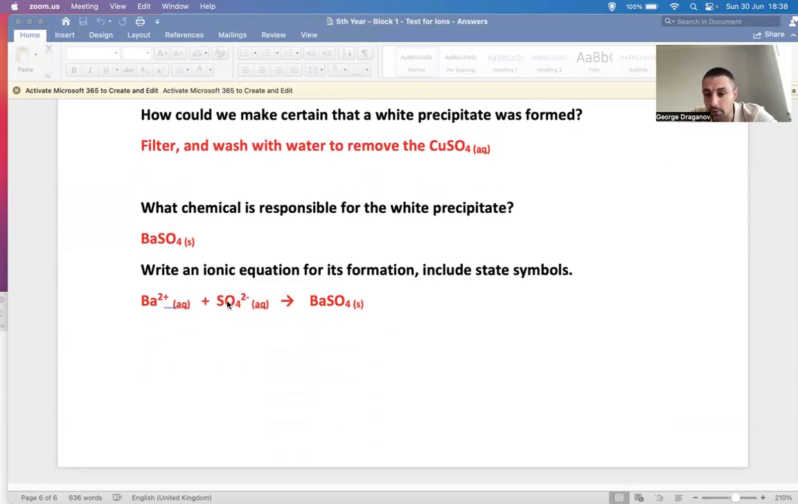So you should know this ionic equation. It's very imperative that you know it. Ba2+ (aq) + SO4 2- (aq) makes BaSO4 (s).